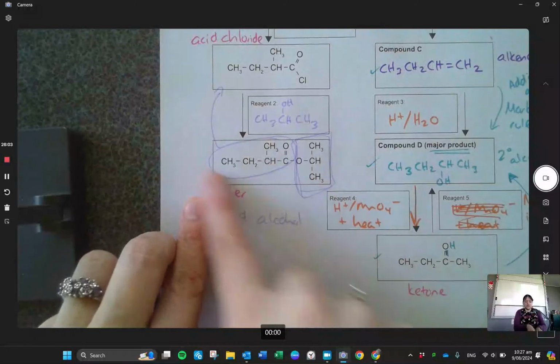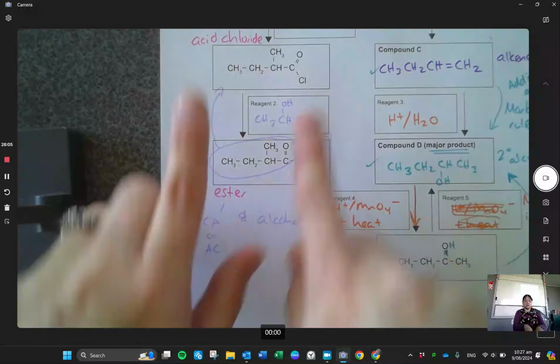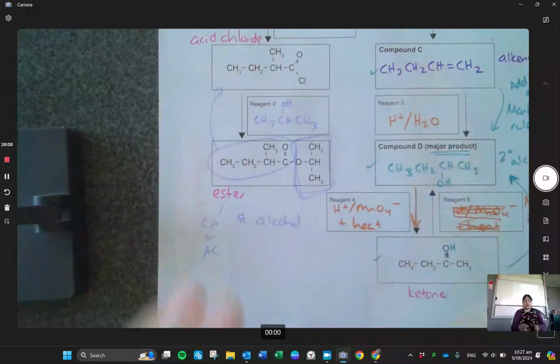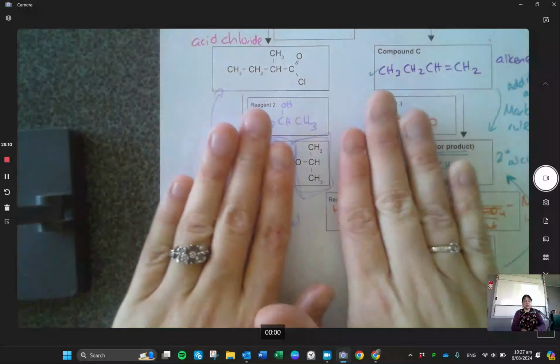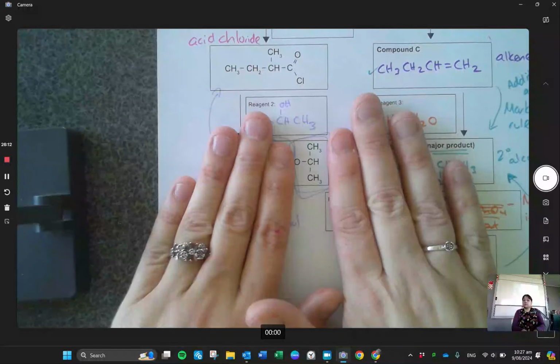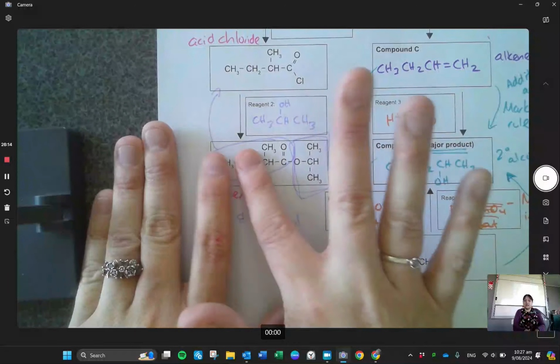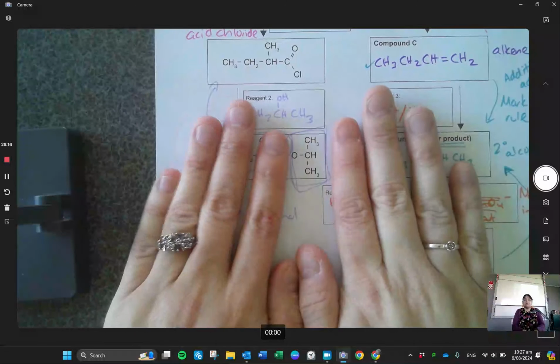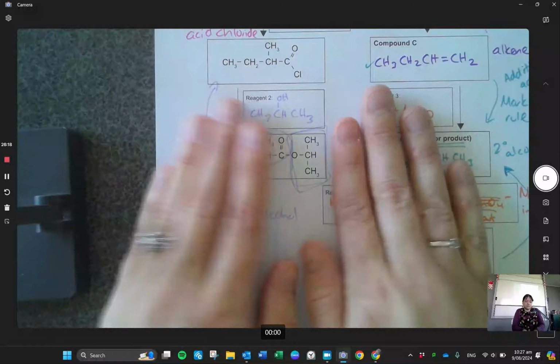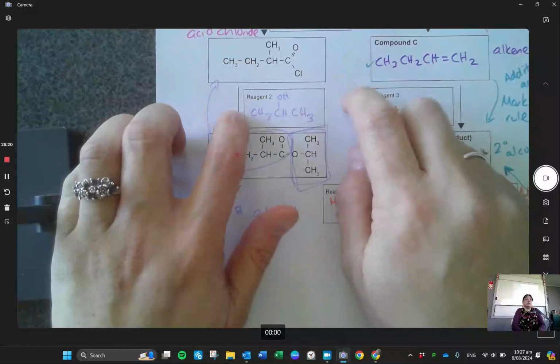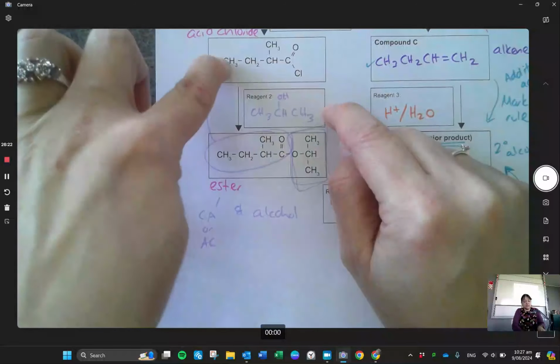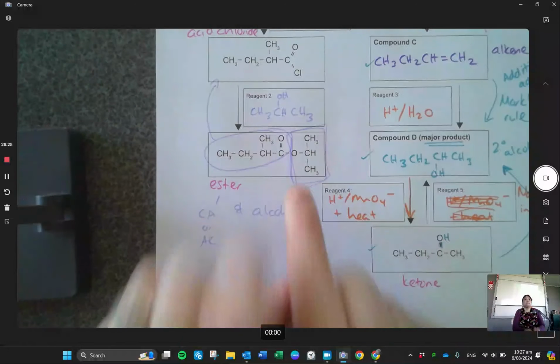So when I look at this product here, I can see that this component is from the acid chloride. And the other component I need for the ester is the alcohol. So I've taken this bit here, that's coming from there, and then that's my alcohol. And so that's my reagent, is the alcohol. Because when I mix the alcohol with the acid chloride, I form the ester there.